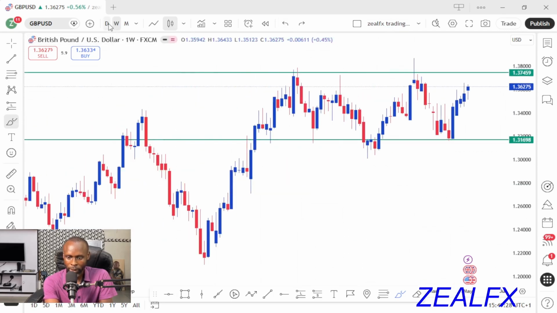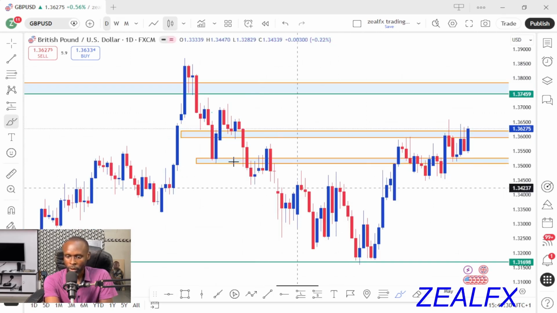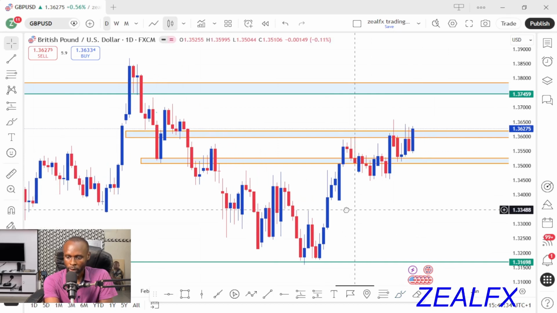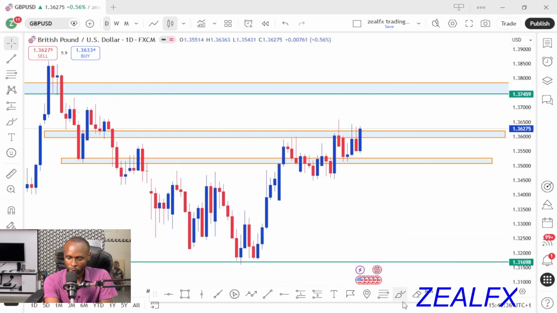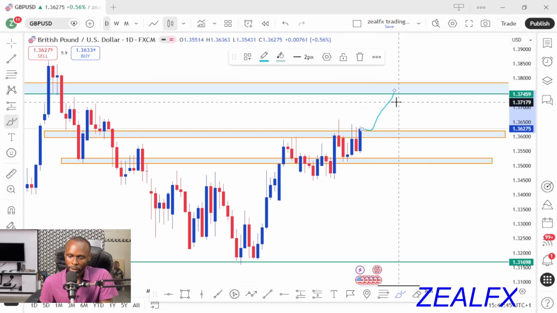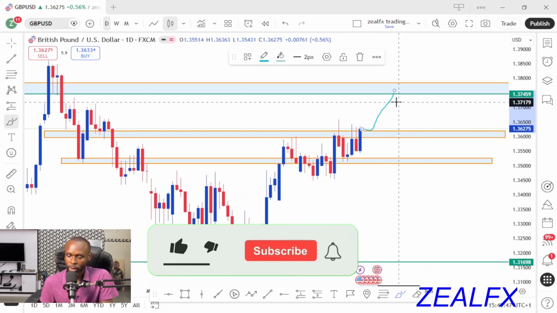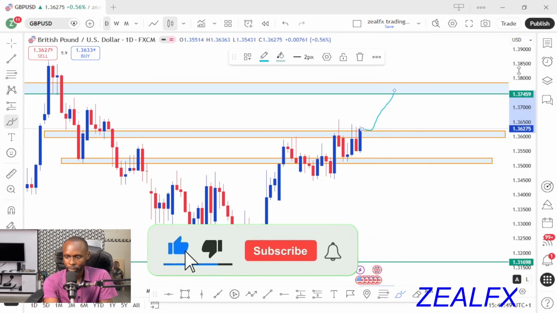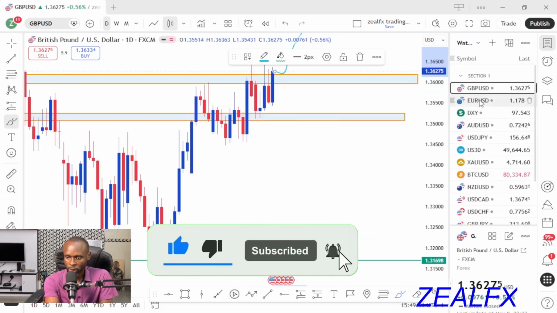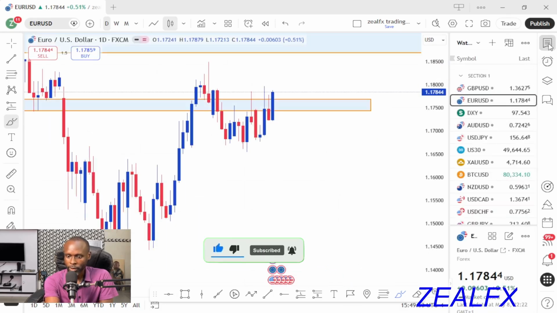So let's go to our daily chart. On the daily chart now, our job is to wait for price to retest this particular support, then we can start looking for buys to this next resistance level on the Pounds USD. So let's look at our next pair, which is the Euro USD.